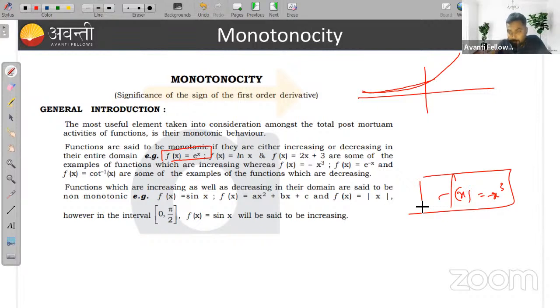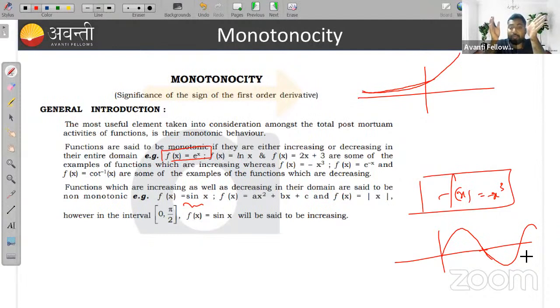Now one more case will arise here. Suppose some functions are both increasing and decreasing in their domain. Like if we take the example of sin x. Sin x is increasing in 0 to pi by 2, and then after pi by 2 it is again decreasing. Similarly, that is its graph. So sin x is increasing in 0 to pi by 2, and in pi by 2 to pi it is decreasing.